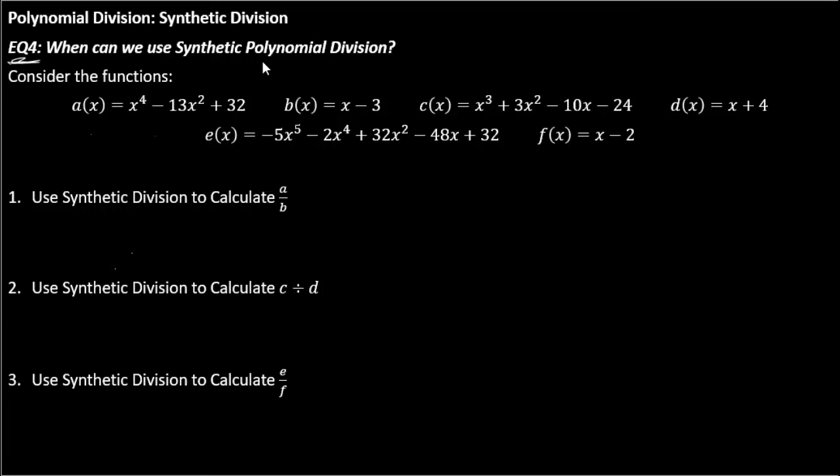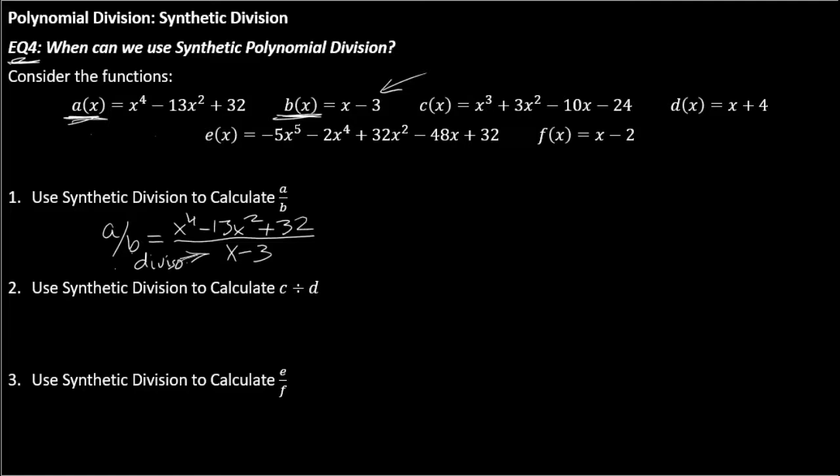Okay, so we're going to use synthetic division to calculate A over B. A over B is equal to x to the fourth minus 13x squared plus 32, all divided by our B, x minus 3. If we're going to use synthetic division, we need to have our divisor, the guy on the bottom, be in a very particular form, namely x minus k.